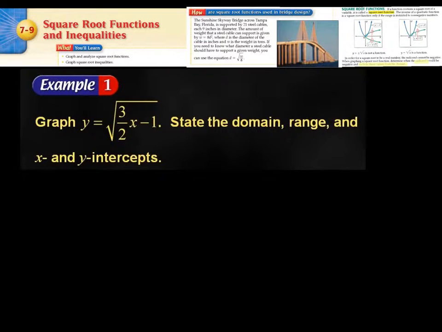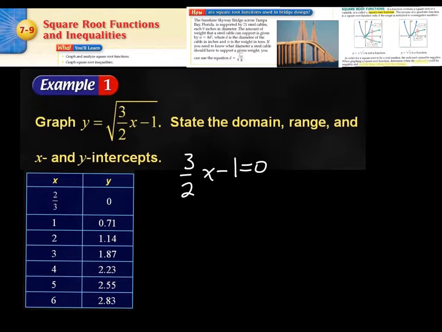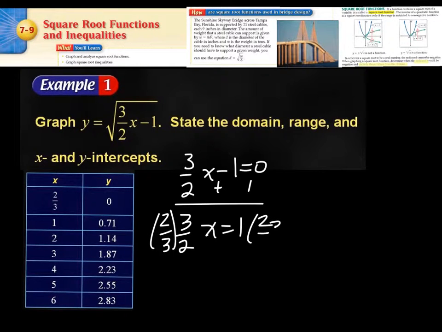domain. For example, one, they asked us to graph the function and state the domain, range, and x and y intercepts. To find the x-intercept, I'm going to solve it so that y equals 0. So add 1 to both sides and multiply by the reciprocal. So I get x equals 2/3, which was the first value in their table, because we cannot have square roots of negatives, so that is the smallest that x can ever be to give us a real solution.